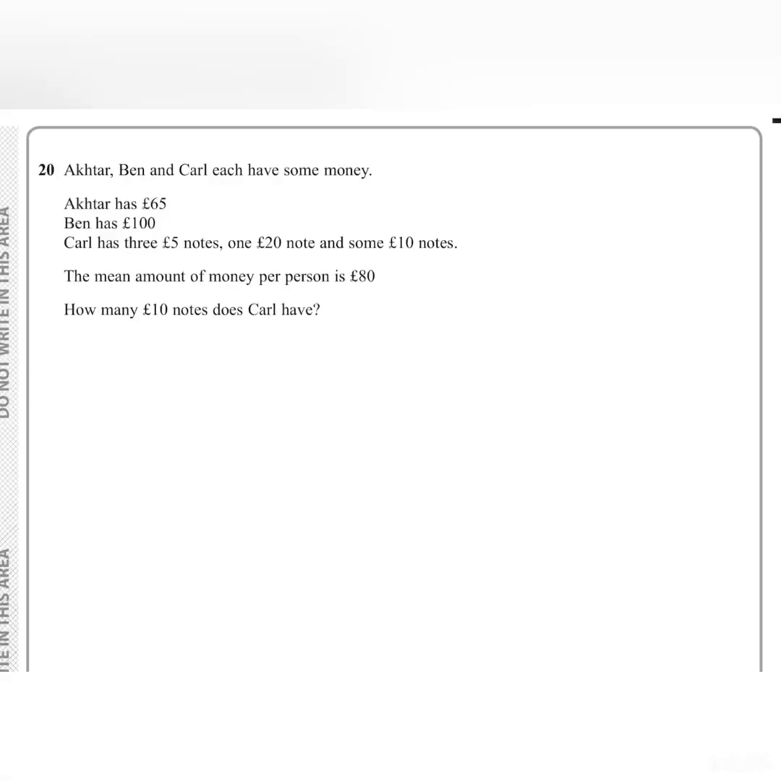Okay, question number 20, it says Actor, Ben and Carl each have some money. Actor has £65, Ben has £100, and Carl has 3 £5 notes, 1 £20 note, and some £10 notes. And the mean amount of the money per person is £80. And how many £10 notes does Carl have?